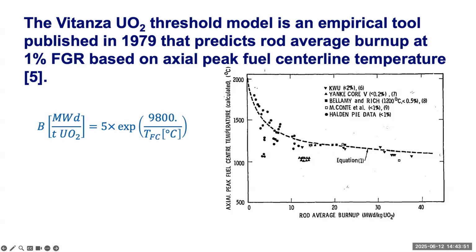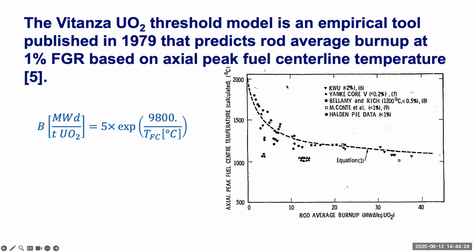This is the original Vintanza curve and the data that was used to calibrate or calculate it. And I should also note that it is the axial peak fuel centerline temperature. And this here is the equation that is used to calculate at what burnup or what fuel centerline temperature you're expecting to see the start of that threshold, that 1% fission gas release.